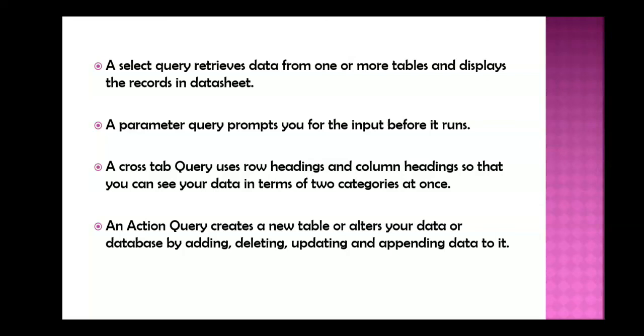Cross-tab query. A cross-tab query displays the row heading and the column heading so that you can see the data in two categories at once. An action query allows you to add, delete, update or append the data. Append the data means that after watching the condition and the result, you can add data in that table. That is called appending the data.